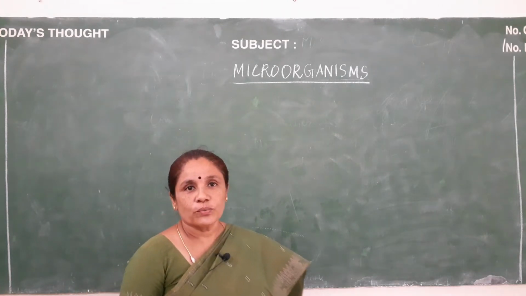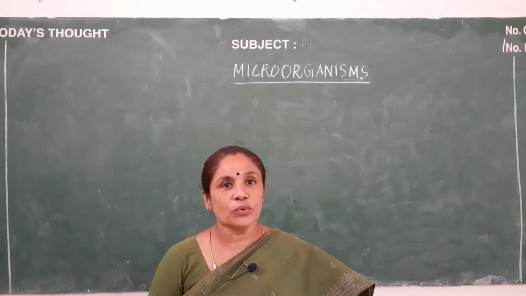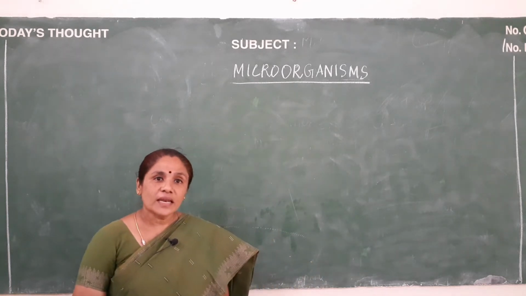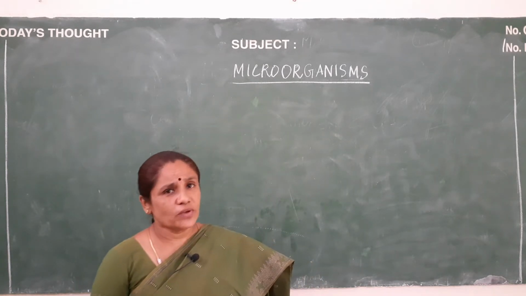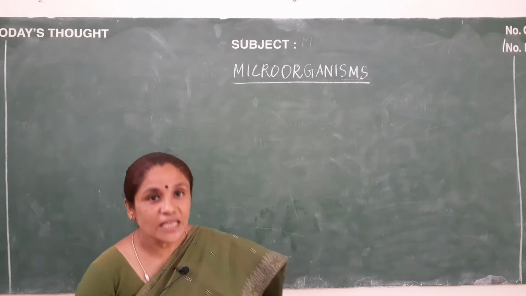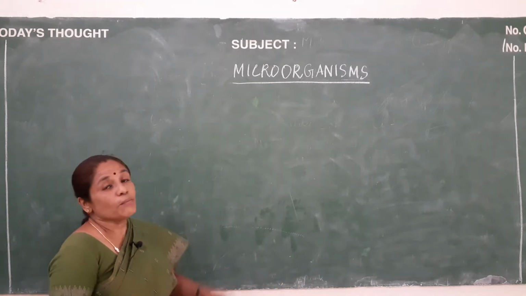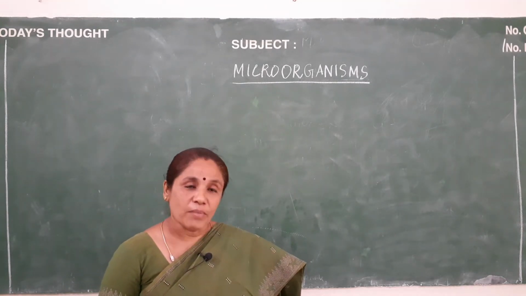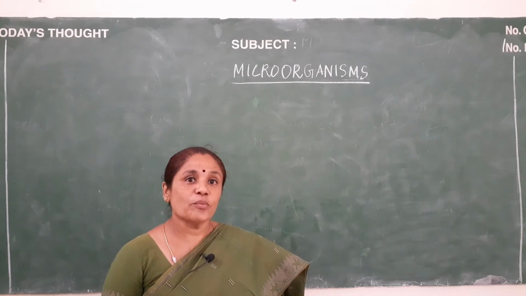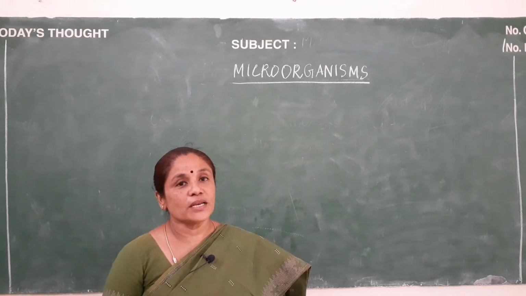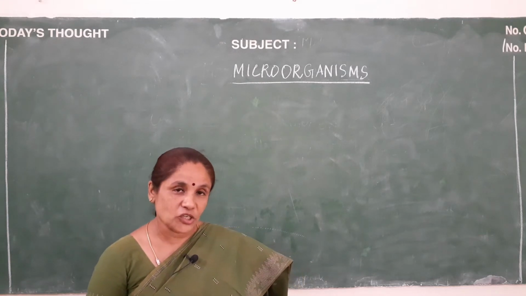Just look around you. Can you see all the things around you? No, you cannot see all the things around you. There are organisms which are very small and which are not visible to your eyes. These organisms are called microorganisms. They are visible only under the microscope. The other name for microorganisms is microbes, and the study of microorganisms is microbiology.